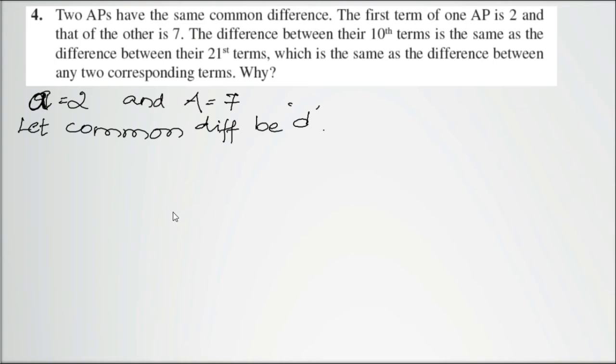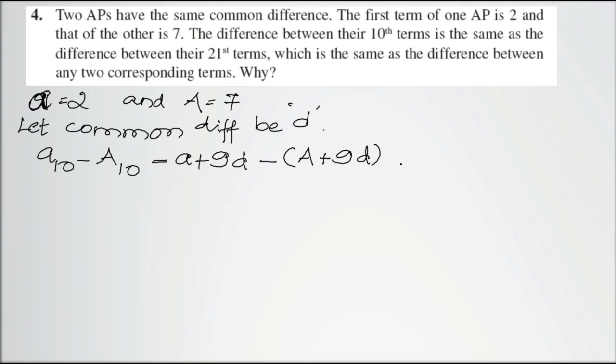Now we shall find the difference of their 10th terms. a10 minus capital A10 will be a plus 9 times d minus capital letter A plus 9 times d. It will be nothing but a minus A. The reason is 9d and minus 9d get cancelled. We get it as 2 minus 7, which is minus 5.